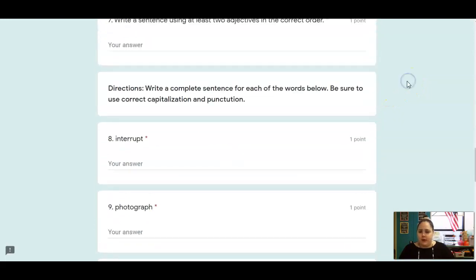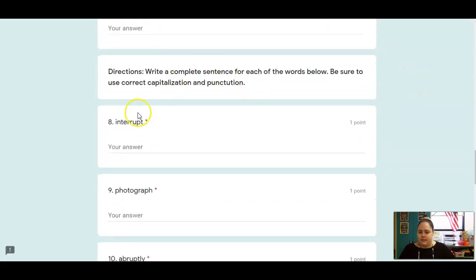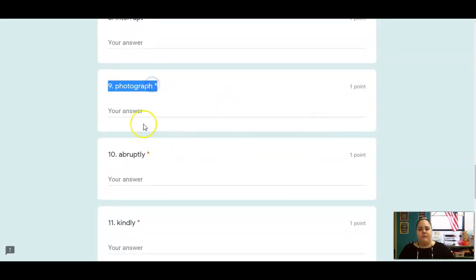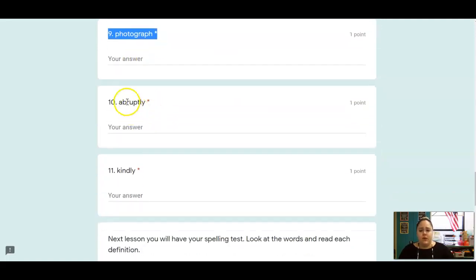And the second part of skills today is some suffix work. So we're going to write a complete sentence for each of these words that include a suffix. Be sure to use correct capitalization and punctuation. So interrupt, when you interrupt someone, you're speaking when they're already speaking. So give me a sentence here, interrupt. Photograph, use it in a sentence. Make sure you start with a capital, end with a period.